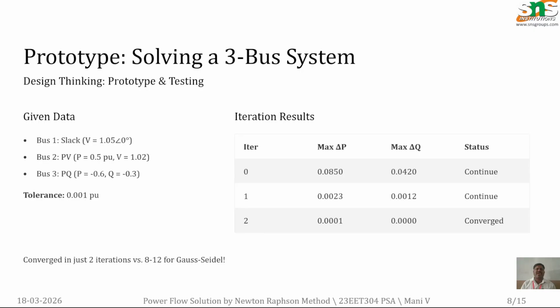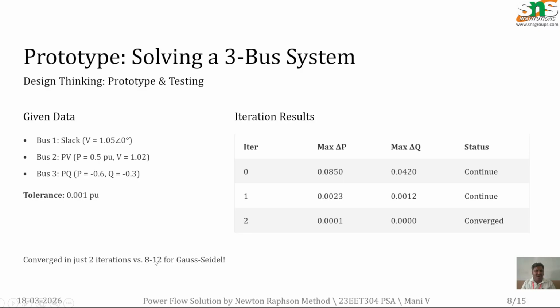So here we can consider this is a 3 bus system. The given data is that bus number 1 is the slack bus. For the slack bus, the voltage value is given as 1.05, angle of 0 degree. Bus 2 is a PV bus, and bus 3 is a PQ bus. For the PV bus, real power and voltage value are given, and for the PQ bus, real power and reactive power are given. Now the tolerance is given as 0.001 per unit, and it converges in just 2 iterations.